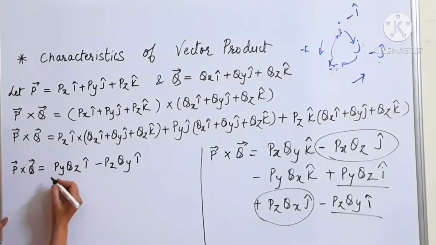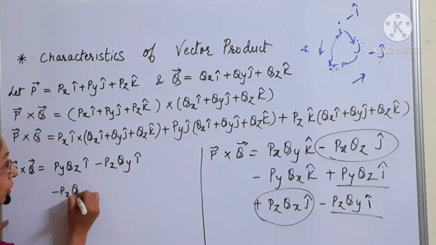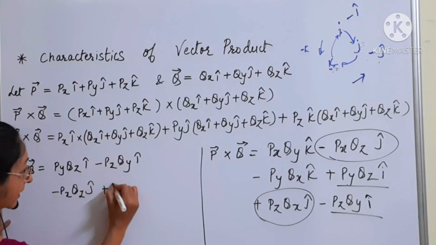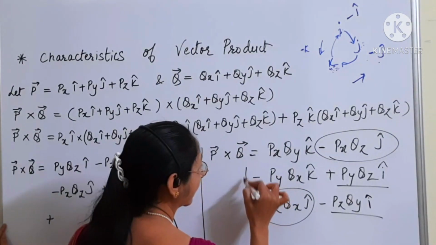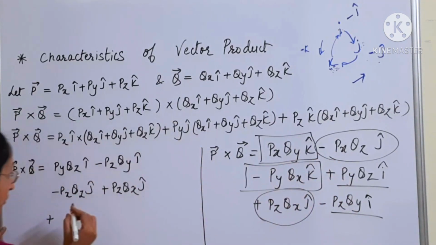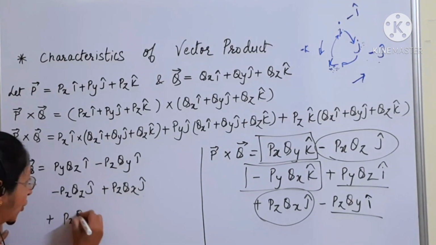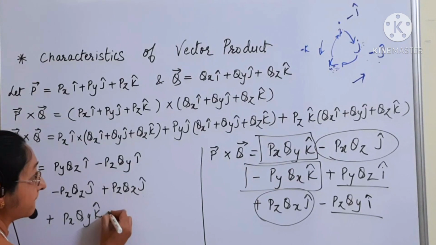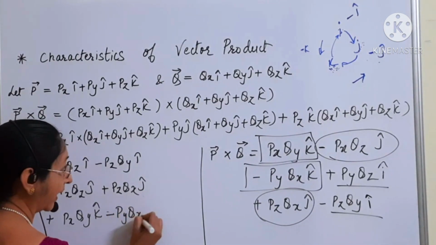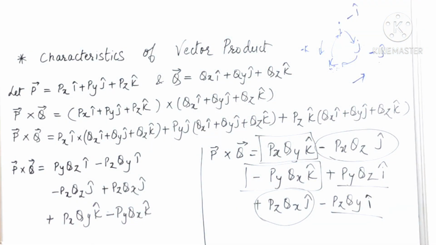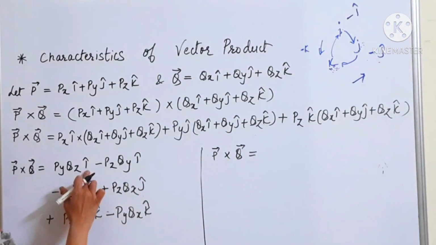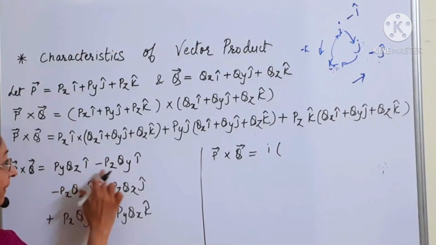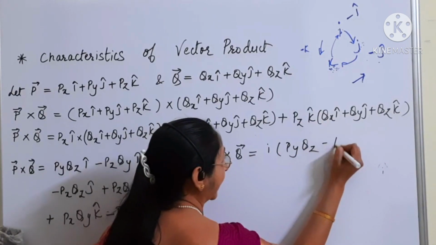So minus px qz j plus pz qx j, plus this is the term of k and this is the term of k. So plus px qy k minus py qx k. So we have rearranged the terms of I, j and k. So P cross Q is equal to I times the bracket py qz minus pz qy.